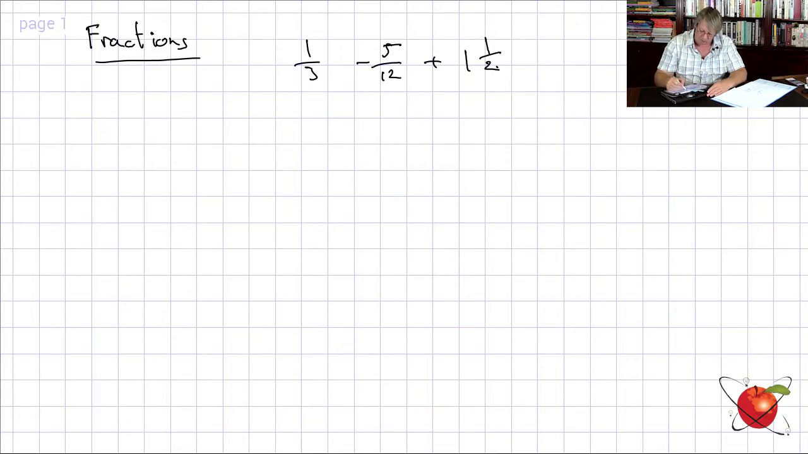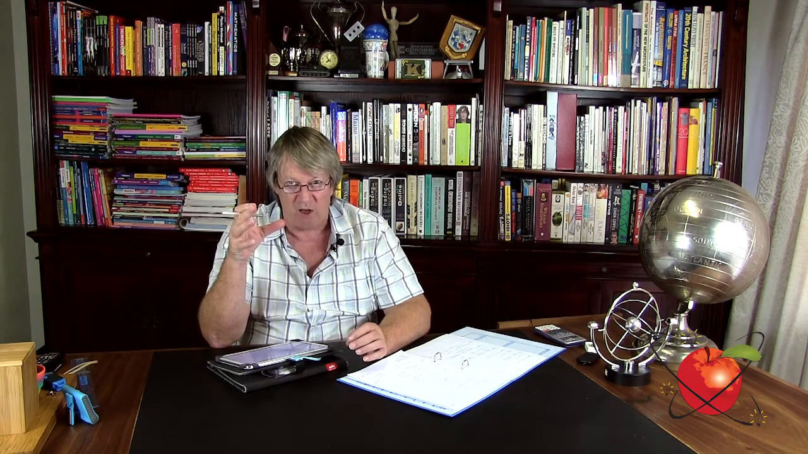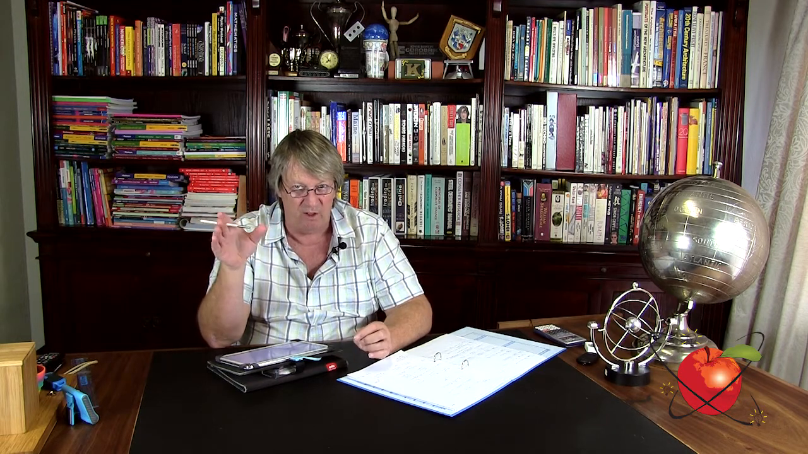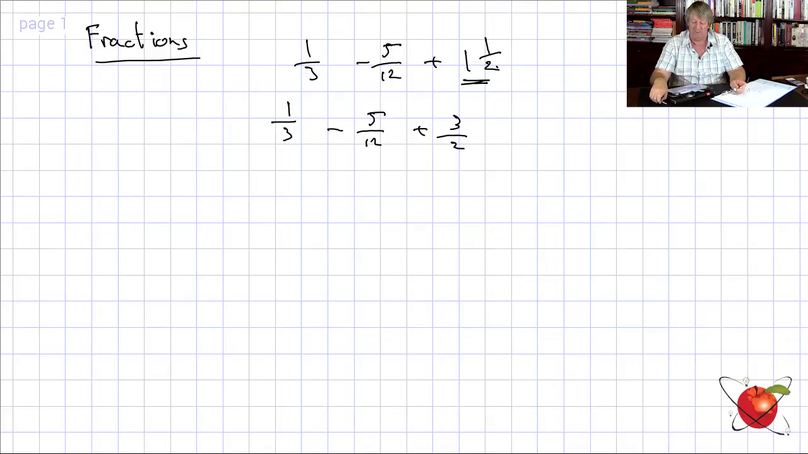Step one is we're always going to put this fellow into an improper fraction. So this is 1/3 minus 5/12 plus 2 times 1 is 2, 3/2. Now, in the past, we did equivalent fractions. You'll see why later on, the concept of equivalent fractions doesn't really work because we get very large denominators that we're going to have to use. It's very simple here.